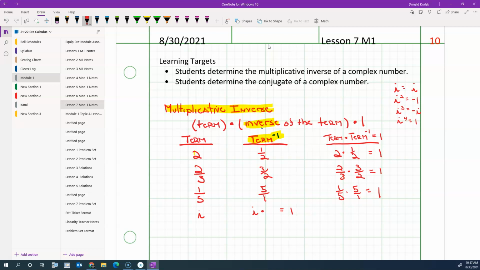Excellent. i to the third. And the reason is i times i to the third equals i to the fourth, which is 1.